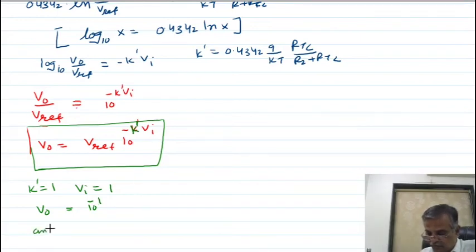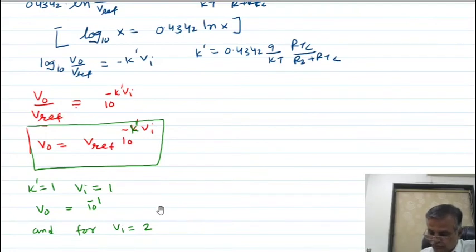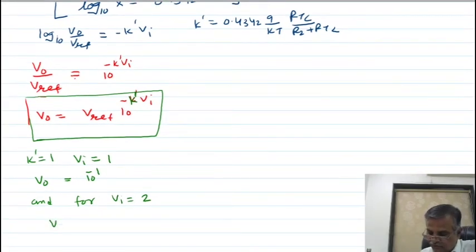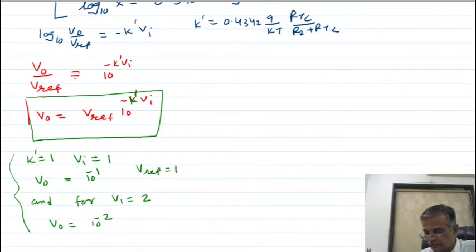And for Vi equal to 2, you can write Vo is equal to 10 raised to minus 2. V reference voltage is 1. So this indicates that if there is an increase of the input voltage Vi by 1 volt, the output voltage decreases by 1 decade.